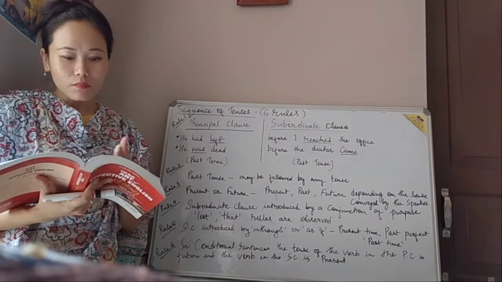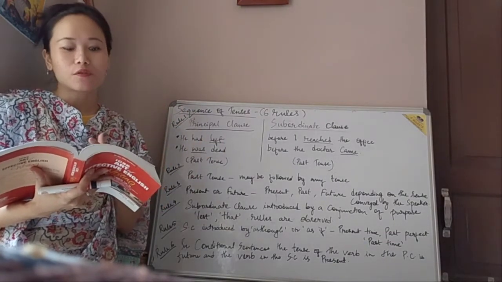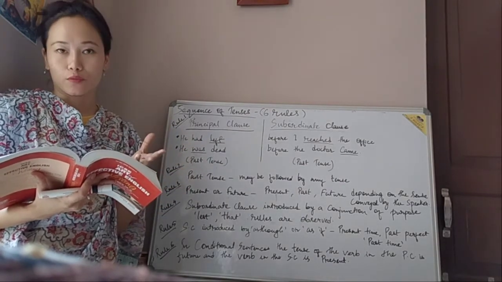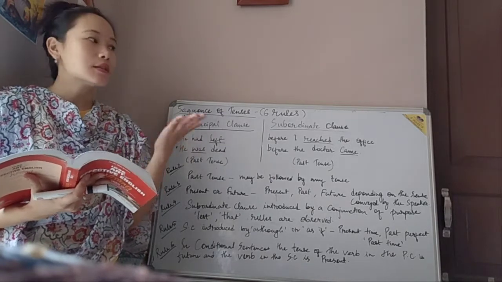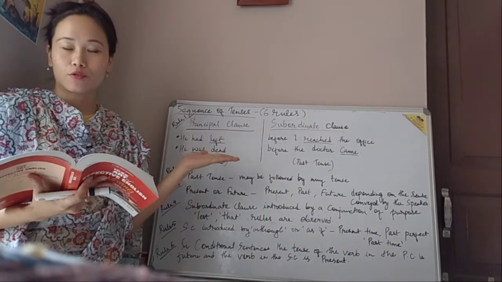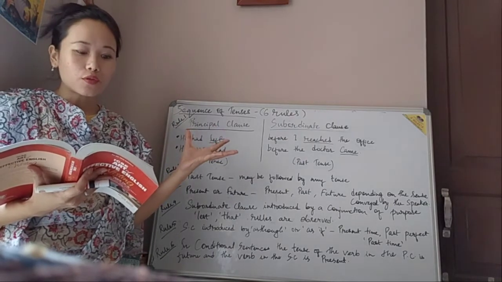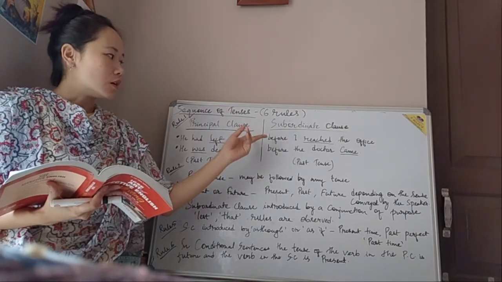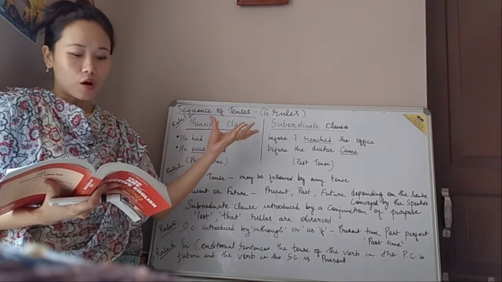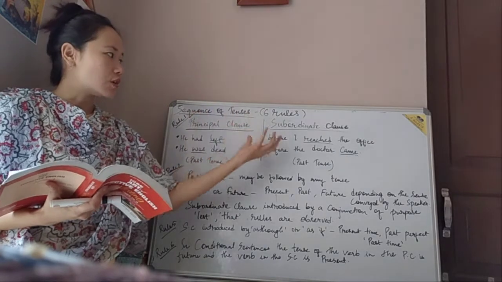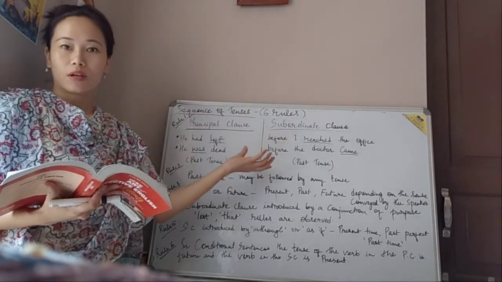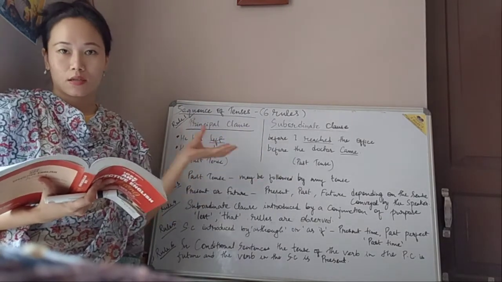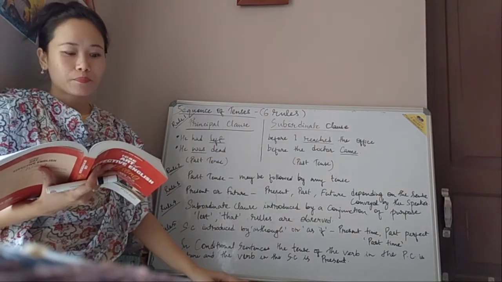Okay. This is a principle according to which the tense of the verb in the subordinate clause follows the tense of the verb in the principal clause as per the following rules. According to the 6 rules that we have in this chapter, we are going to see principal clause and subordinate clause, how they connect, how they go together in a sentence, to frame a sequence of tense in a sentence.